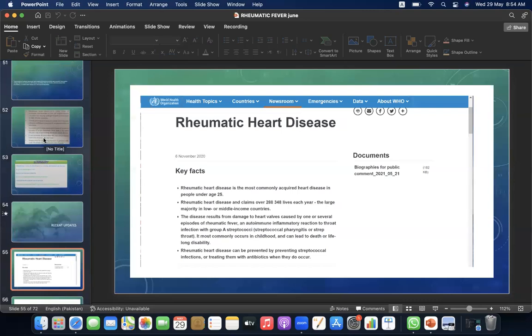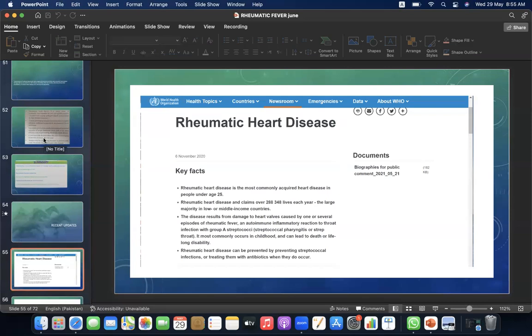According to WHO, the key facts about rheumatic heart disease are: it is the most commonly acquired heart disease in people under age 25. It claims over 288,348 lives each year, the large majority in low or middle income countries. The disease results from damage to the heart valves caused by one or several episodes of rheumatic fever, an autoimmune inflammatory reaction to throat infection with group A streptococci, streptococcal pharyngitis, or strep throat.